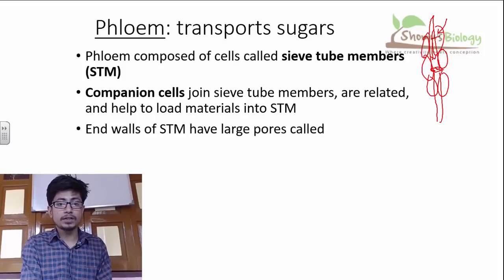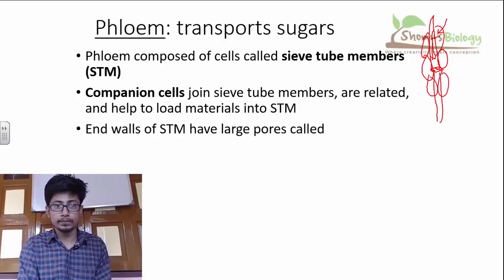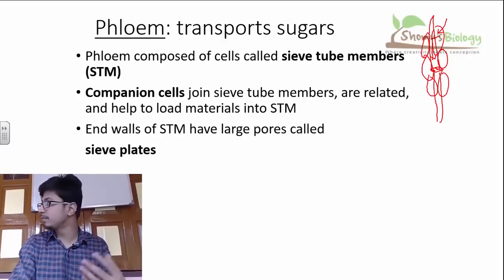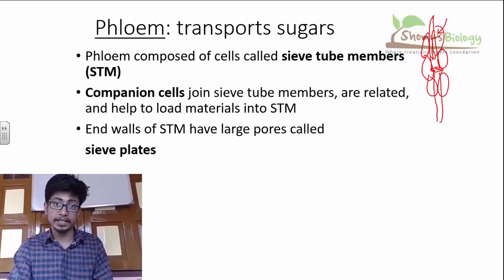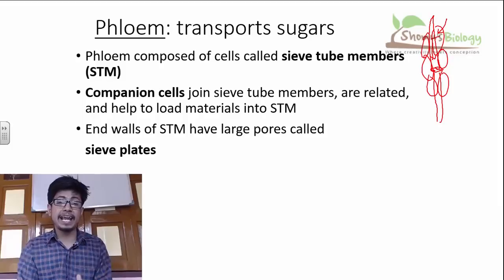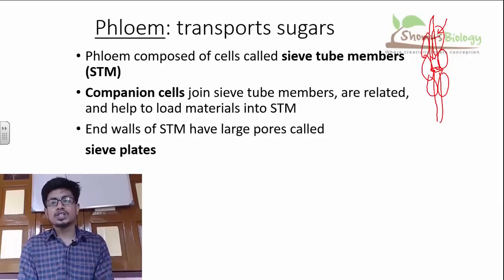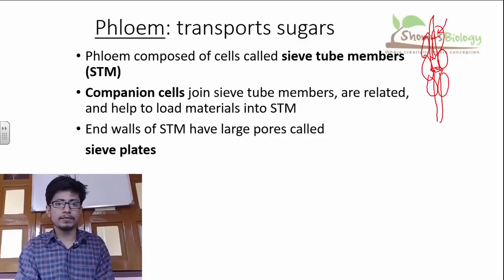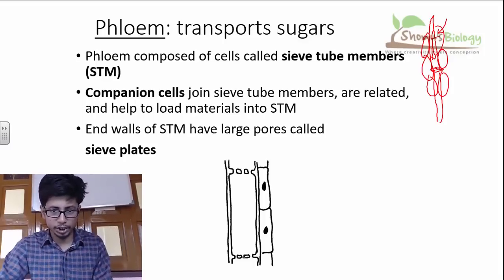The end walls of STM have large pores called sieve plates. So we have talked about sieve plates earlier. We've seen the images of sieve plates. Sieve plates are present at the end of each of the phloem tubings. So get the idea of this phloem. The phloems are nothing but a pipe or a chamber, as you know.